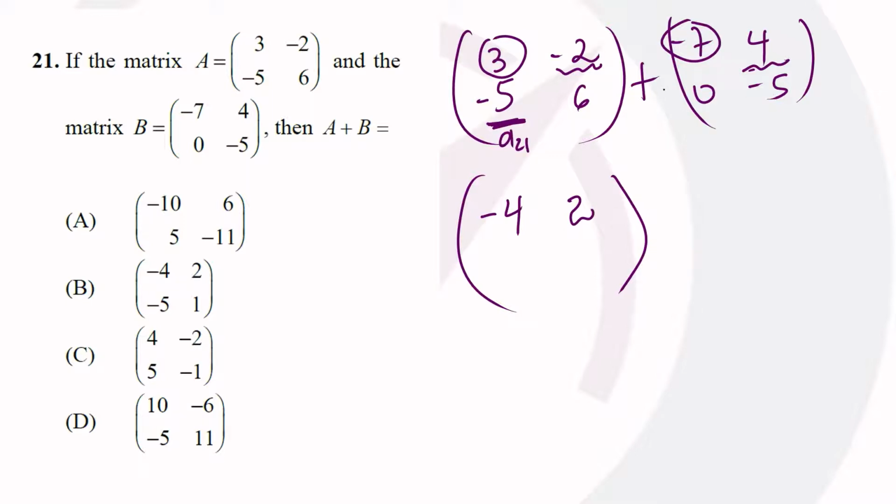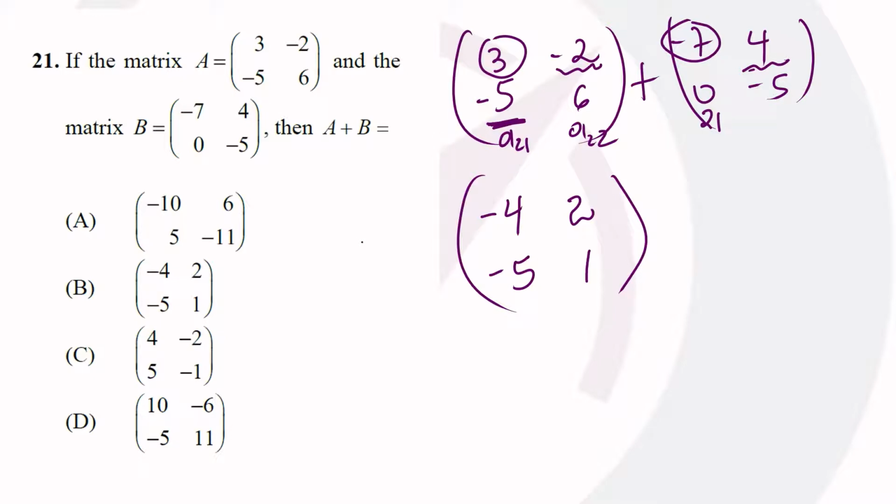And also in the matrix B, 0 is in row 2, column 1. So we can add it now. We're going to add negative 5 and 0, and that gives us negative 5. Then we have 6 in row 2, column 2, and in the matrix B, we have negative 5 in row 2, column 2. Now 6 plus negative 5 gives us positive 1.